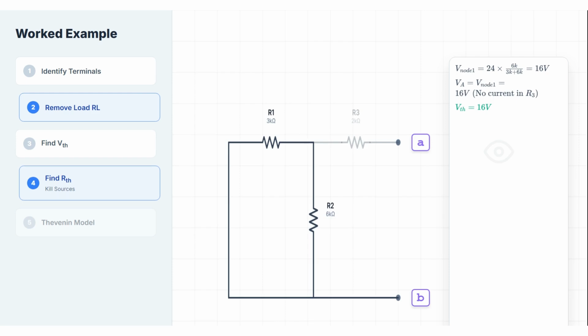First, parallel combination. R1 parallel R2 equals 3K times 6K divided by 3K plus 6K equals 18K divided by 9K equals 2 kiloohms. Now add R3 in series. 2K plus 2K equals 4 kiloohms. Step 4. RThevenin equals 4K. So the Thevenin equivalent is a 16-volt source in series with a 4 kiloohm resistor.